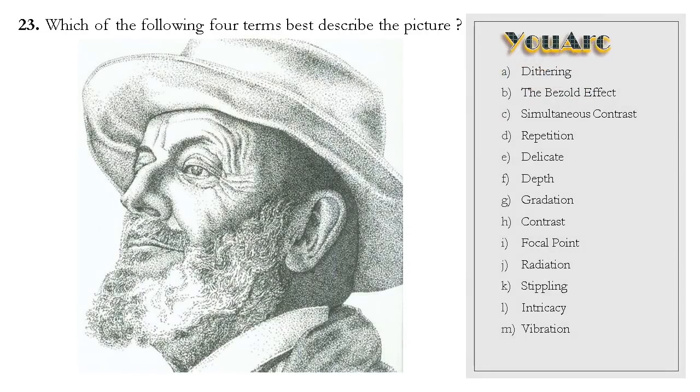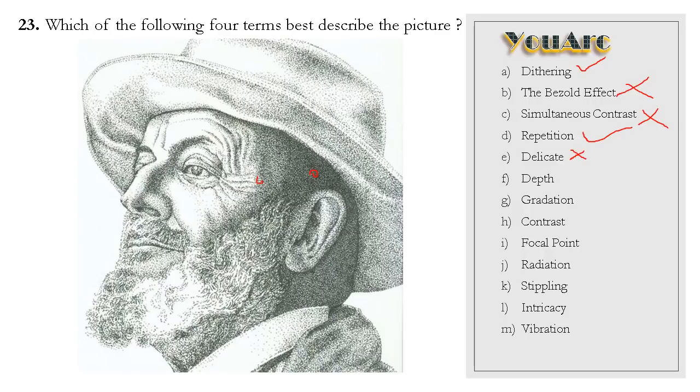Moving on to the next question, we can move to the options directly. So dithering, we have previously discussed this in our color theory video. Dithering is creating an illusion of a third color which is not even present. So when we see this black and white, the gray color is automatically created due to illusion. So dithering is there. Basalt effect is not there. Simultaneous contrast is not there. Repetition of dots is seen. We can't say this as delicate, we can say it as intricacy because minute detailing is there.